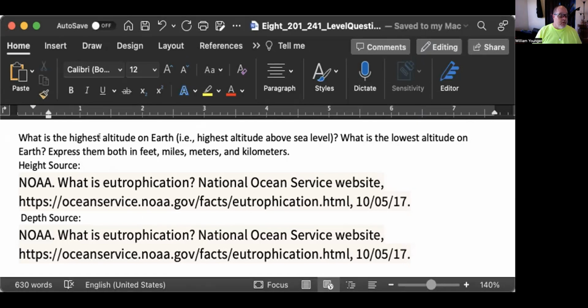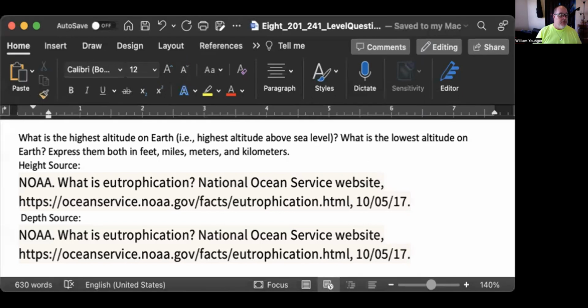So I'm going to use the typical Mount Everest figure for the highest spot, and that's 29,029 feet. And then I'll use a part of the Marianas Trench called Challenger Deep, and that's quite deep. So let me start with that, and we'll just see how the units convert.